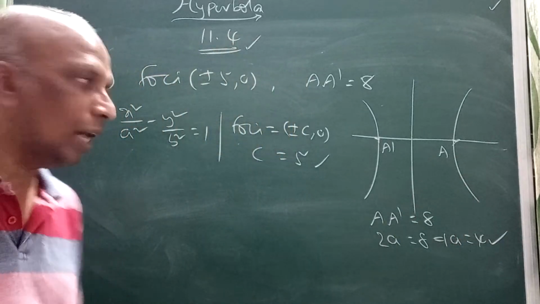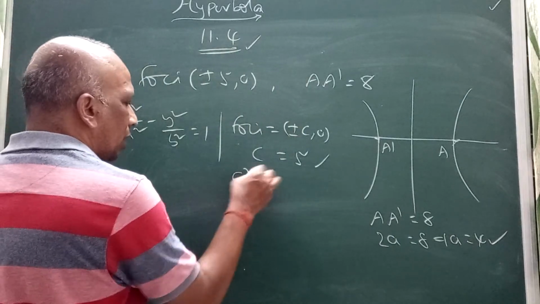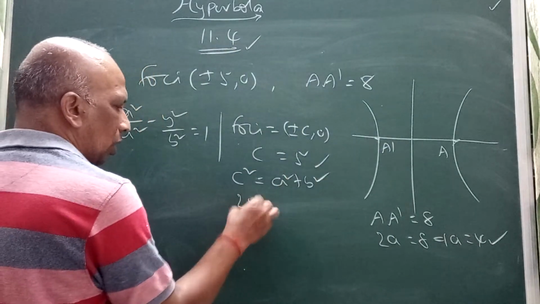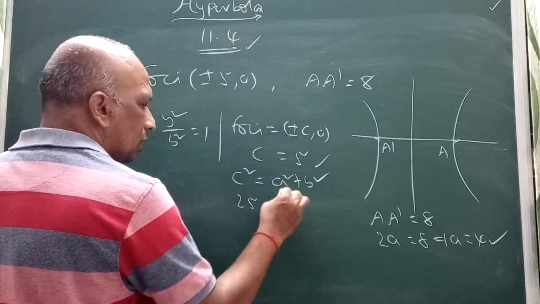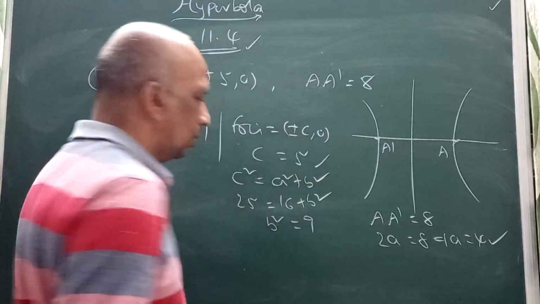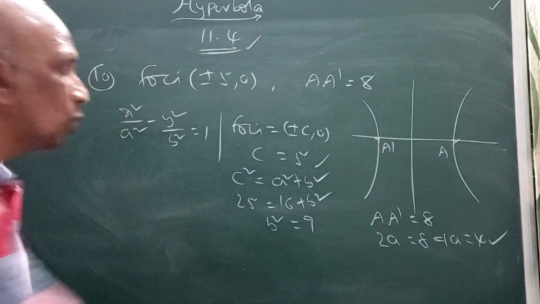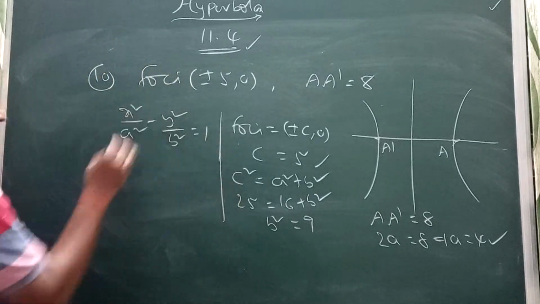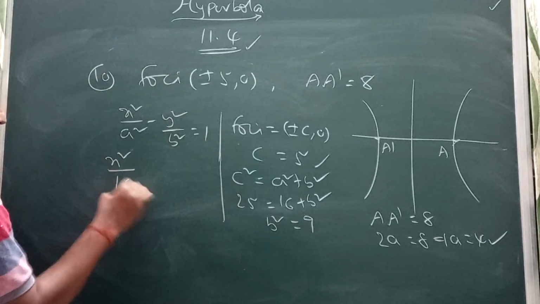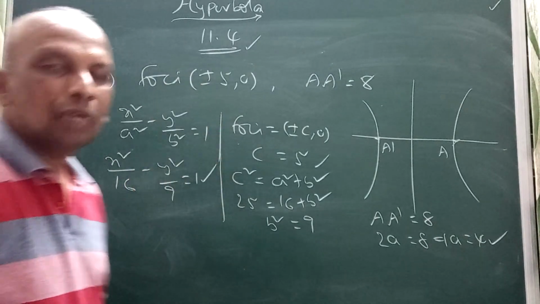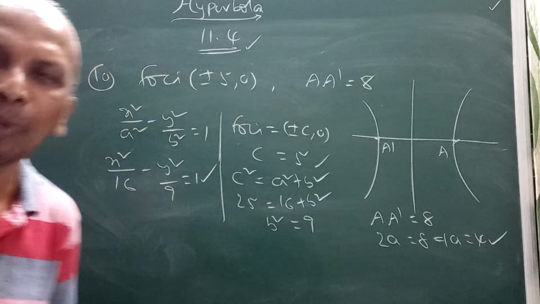Then we should find the b value. We know the relation c square is equal to a square plus b square. So c square is 25, equal to a square, which is 16, plus b square. So b square is equal to 9. The equation of the required hyperbola is x square by 16 minus y square by 9 is equal to 1.